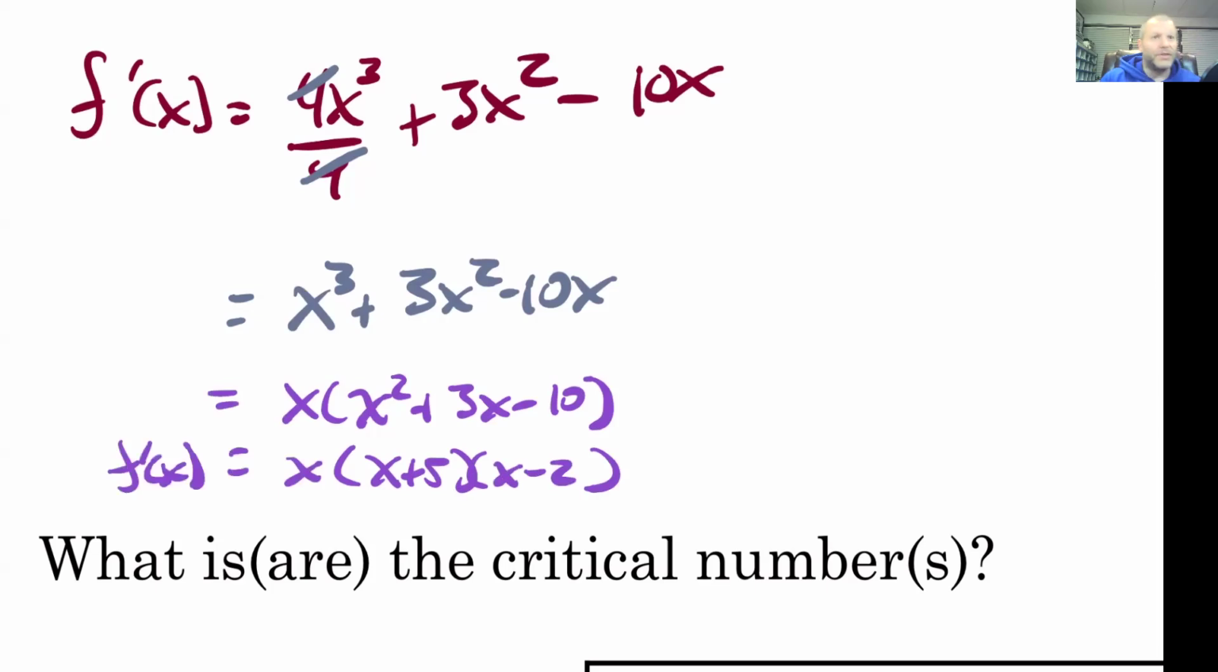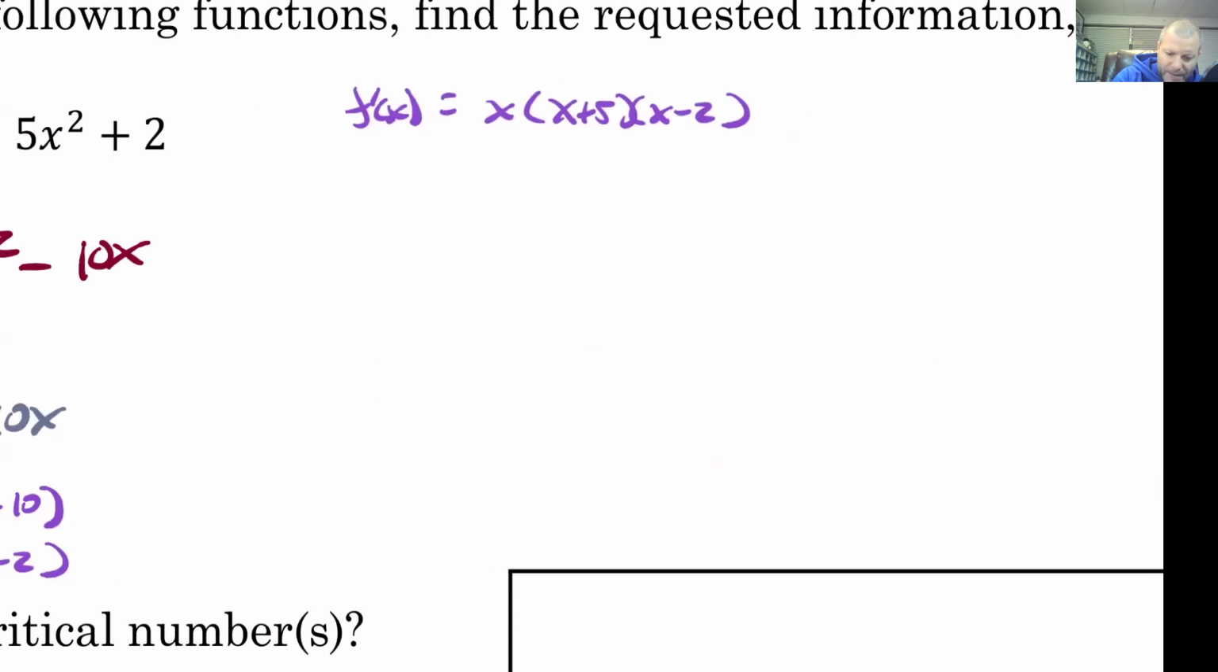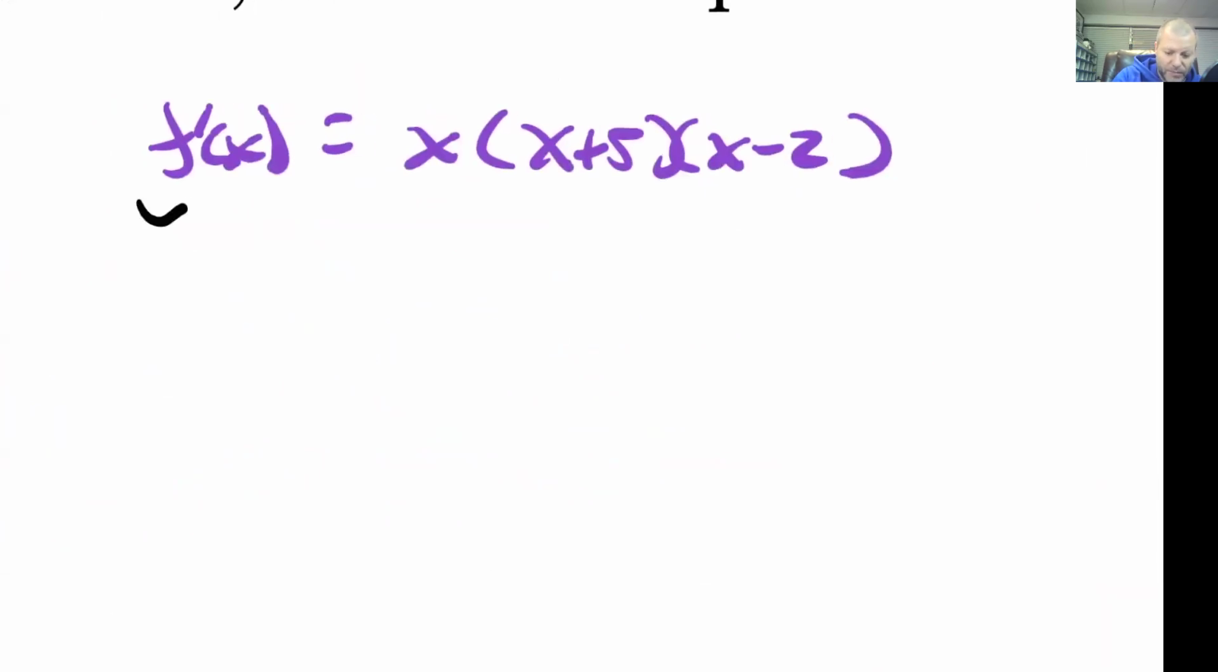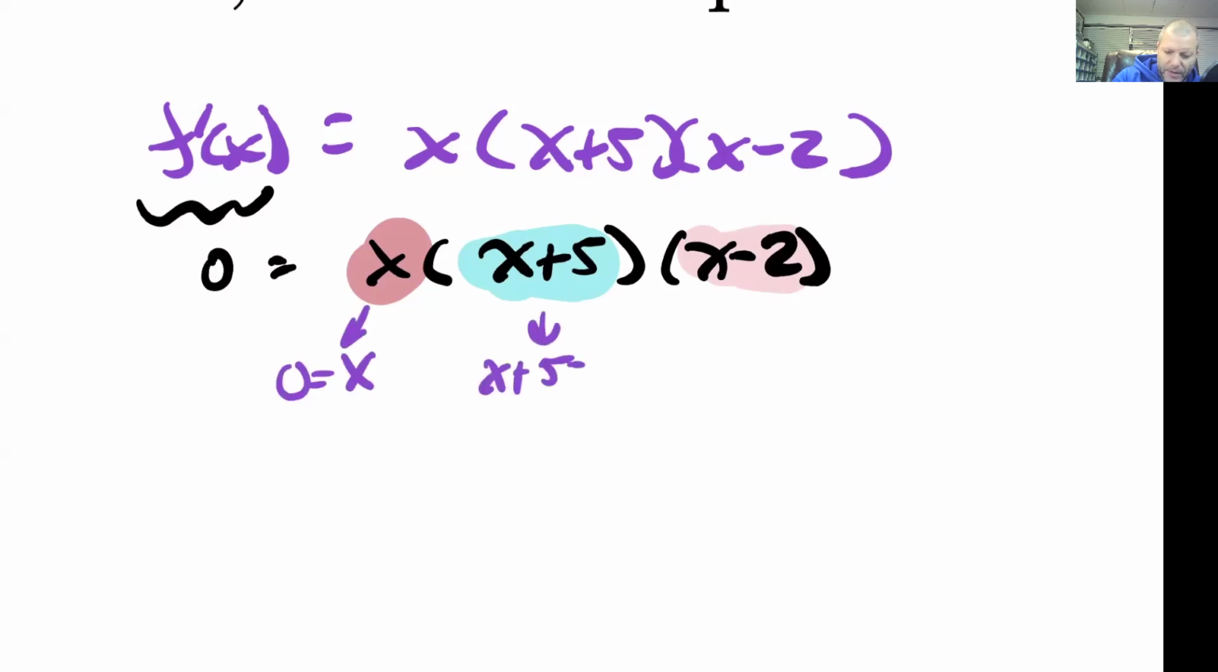All right, so in order to find the critical numbers, we have to set the derivative equal to 0. So let's go ahead and do that. This is going to be about as straightforward as it gets, right? Just a little zero product property, right? So everything that has an x gets a chance to be 0. So we're going to get x is equal to 0 from this first one. We're going to get x plus 5 is equal to 0, so x equals negative 5. X minus 2 is equal to 0, so x equals 2.